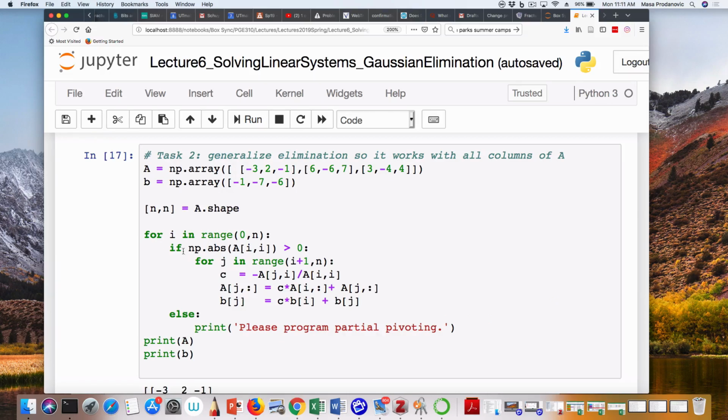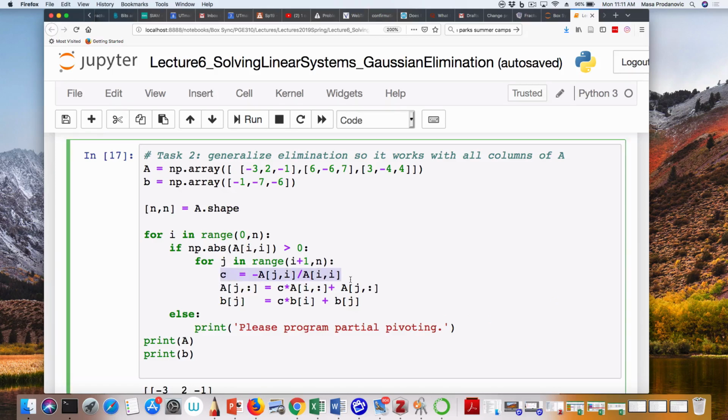So essentially, if this is a non-zero element, then I can actually use it to eliminate all of the elements below. So this is the coefficient that I am multiplying my ith row with, and then my jth row for all these j's below becomes this coefficient times ith row. This is a way to take ith row from matrix A plus jth row. And I also have to modify B. I should not forget to do that.